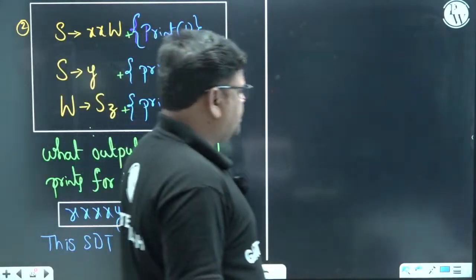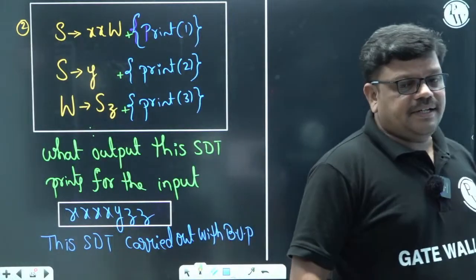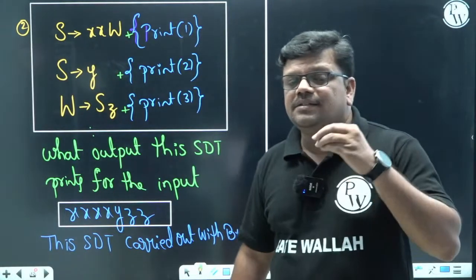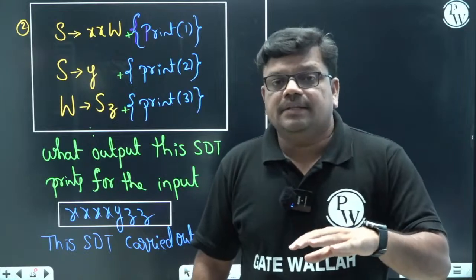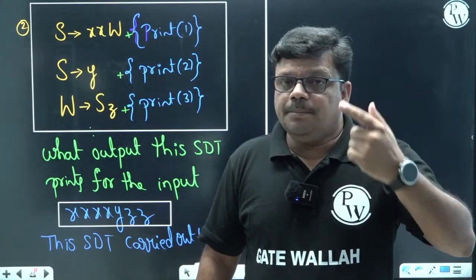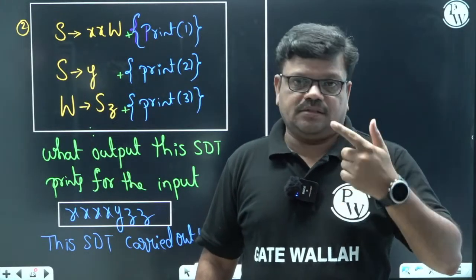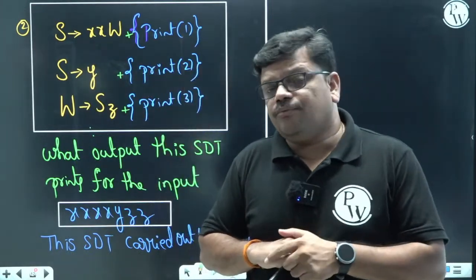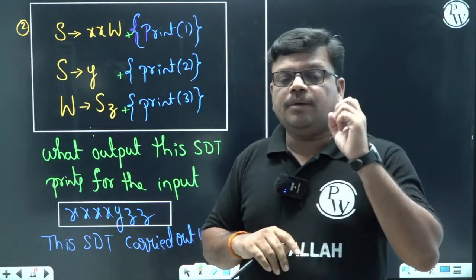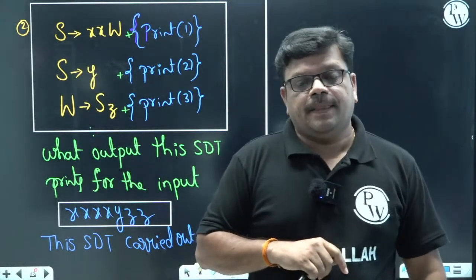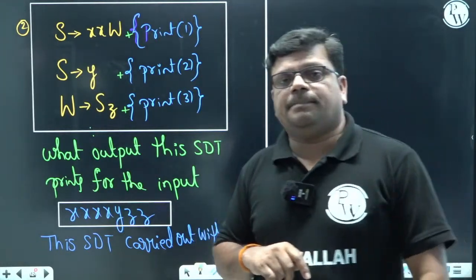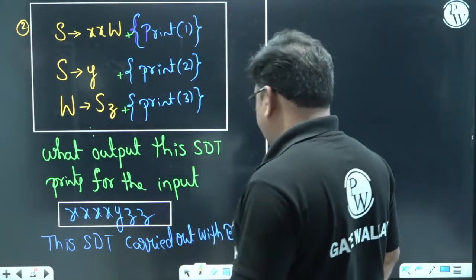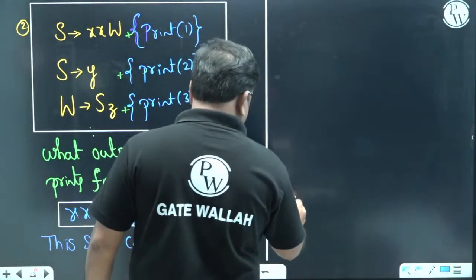It's a very good question. Here, the SDT is running with a bottom-up parser. So how the parser uses productions, accordingly its rules will also execute. For that we have to perform bottom-up parsing on the given input. First, let us perform bottom-up parsing. That is known to you, so I'm not explaining much on bottom-up parsing.